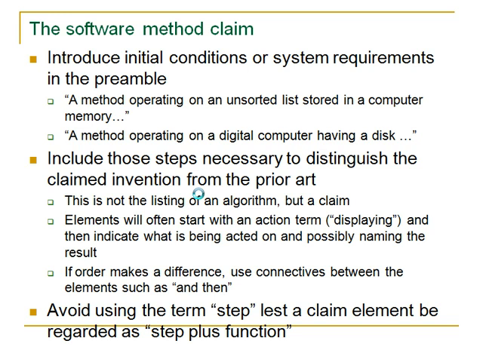Let's see now. Include those steps necessary to distinguish the claimed invention from prior art. It's a claim, not an algorithm. So what you'd like to do is identify prior art and say, it's just like the Kodak method, but it doesn't use hardware, it uses software, it has a different algorithm, it does something a little different.